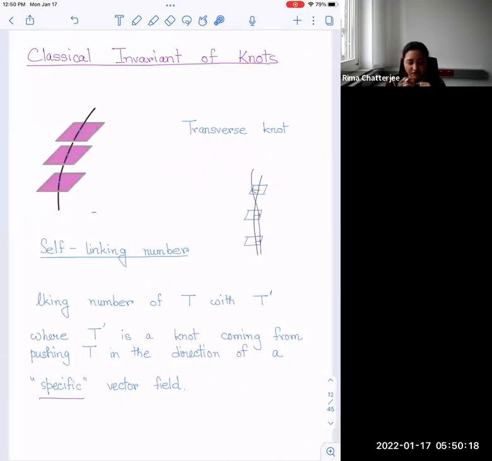Okay. Now for a transverse knot, we have just one classical invariant, which is the self-linking number. The self-linking number is the linking number of this transverse knot T with another knot T prime. Where is this T prime coming from? T prime is a knot obtained by pushing T in the direction of a specific vector field which lies in the contact plane. Here I have the transverse knot, and these are the contact planes, and here I have this vector. If I push the knot in this direction, we get another knot, and then we compute the linking number of these two knots, which gives us the self-linking number.